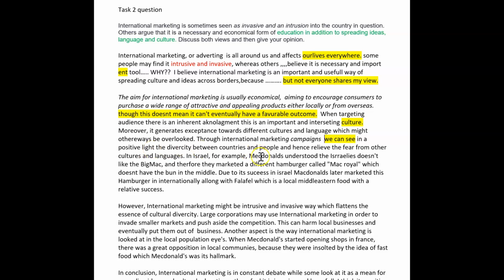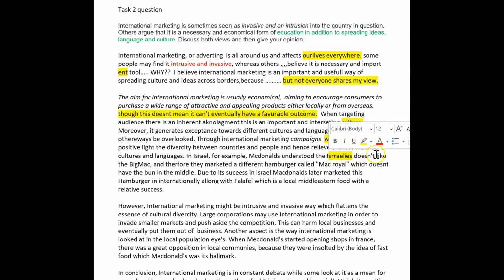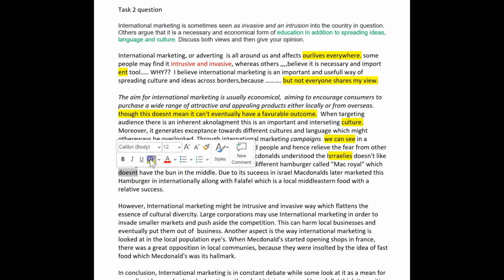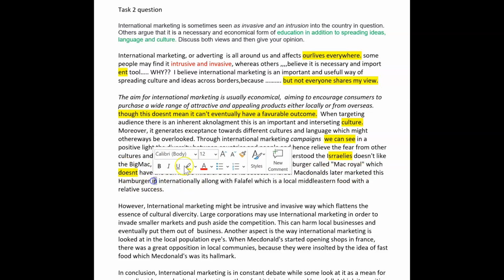In Israel, for example, McDonald's, spelling, understood that Israelis, not Israelites, Israelis don't like Big Mac or do not enjoy Big Mac. Therefore, they have marketed present perfect. A different hamburger called McRoyal, which does not have bun in the middle. Bun in the middle or burger in the middle? Does not have. Okay. Due to its success in Israel, capital letter, McDonald's later marketed this hamburger internationally, along with falafel, which is the local. Okay, good. Okay, so that's a nice example.